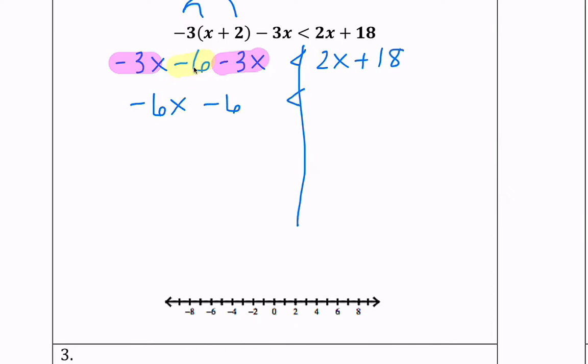All we did was combine our like terms, so there is no reason to mess with our sign. We cannot combine over on the right-hand side because this has a variable, this does not. So they are not like terms, so that side just drops.